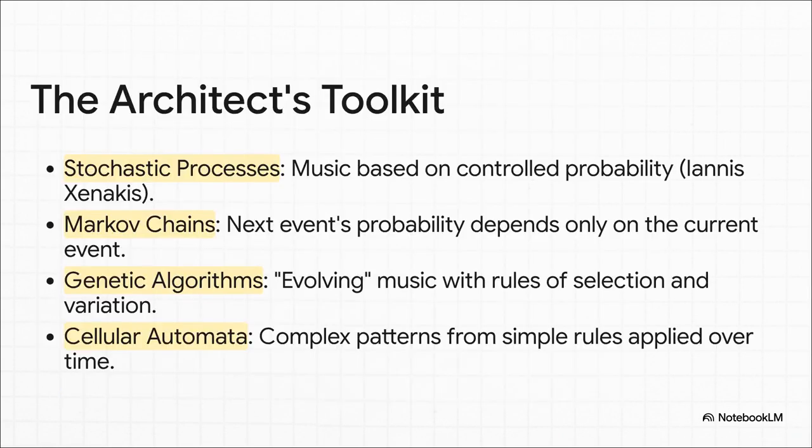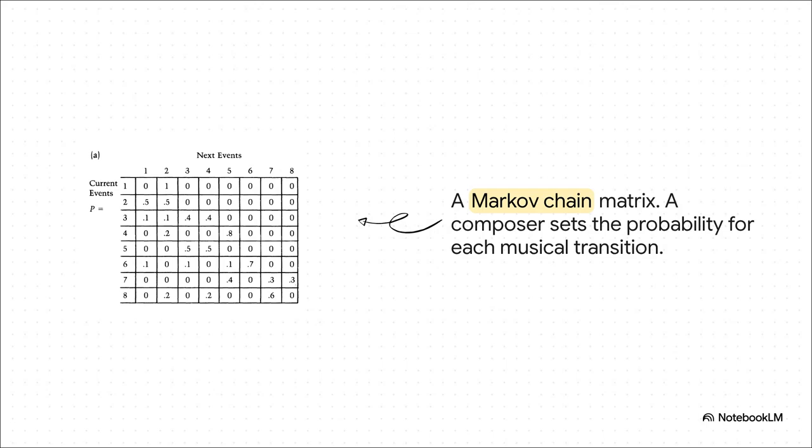And this architect has a pretty wild toolkit. I mean, you've got things like stochastic processes. That's a fancy term for music built on controlled probability, a big deal for composers like Yannis Xenakis. Then there are Markov chains, where the next note is basically decided by a coin flip based on the note you're on right now. You can even use genetic algorithms to evolve musical ideas. But in every single one of these, it's the composer who's writing the code, defining the very DNA of the music. This matrix you're looking at, it's a perfect example of what I'm talking about.